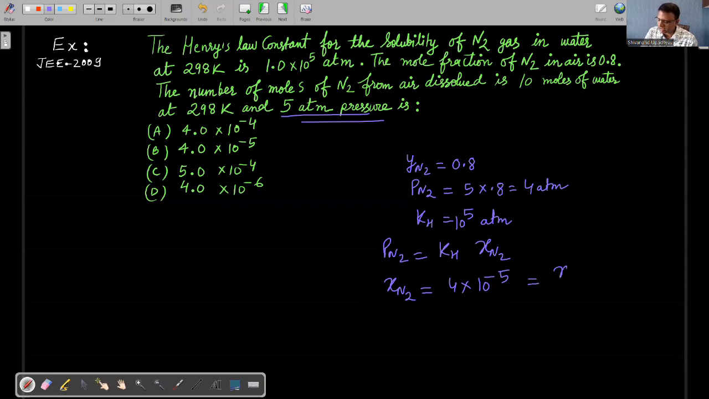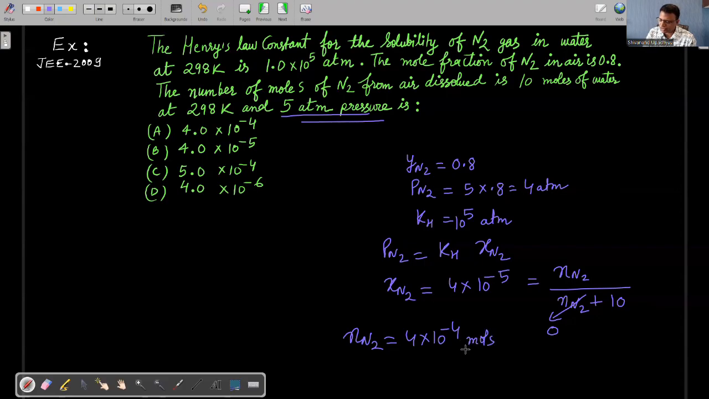So I can write that this is equal to the number of moles of nitrogen gas upon the total number of moles of nitrogen gas plus the number of moles of water. The number of moles of water given is 10. Since this value is very small, I can neglect the number of moles of nitrogen in the denominator. From there we can write that the number of moles of nitrogen is 4 into 10 to the power minus 4. So 4 into 10 to the power minus 4 moles of nitrogen is dissolved in 10 moles of water. So I think the first option is coming, right? So Henry law is very important.